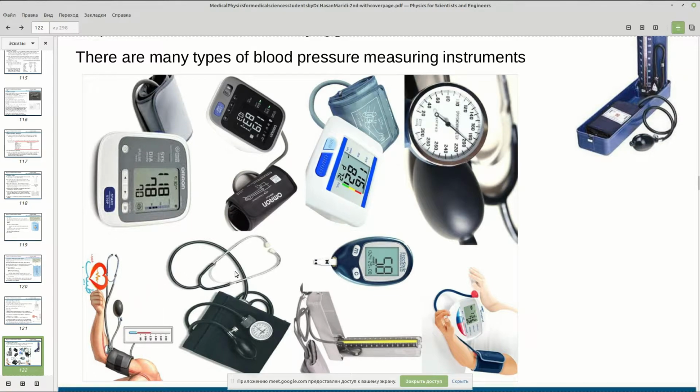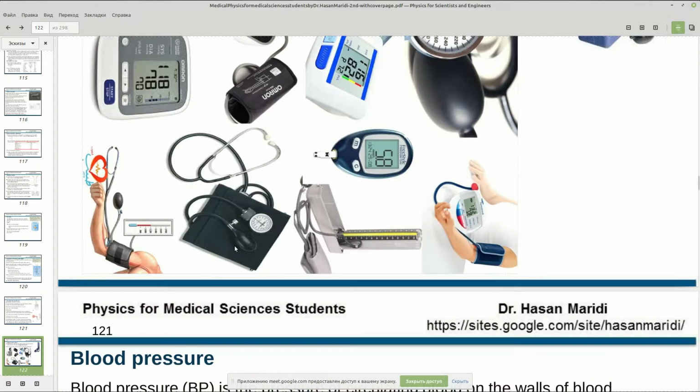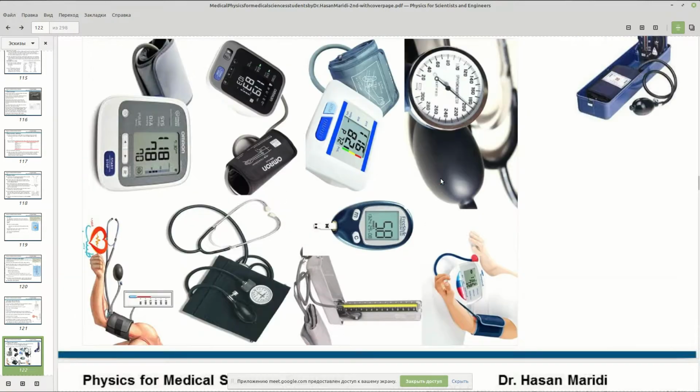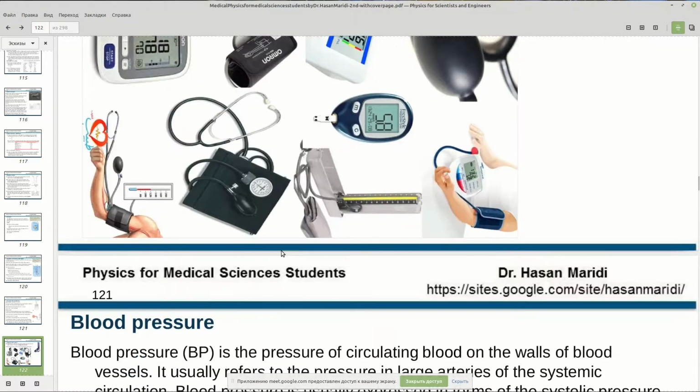Some of them are semi-automatic, some are already fully automatic, so you don't need to measure and listen by yourself. And some of them need a phonendoscope, where the doctor has to hear the sound of the blood pressure. The glucometer inside is not in that range of manometers, just a medical photo of them.